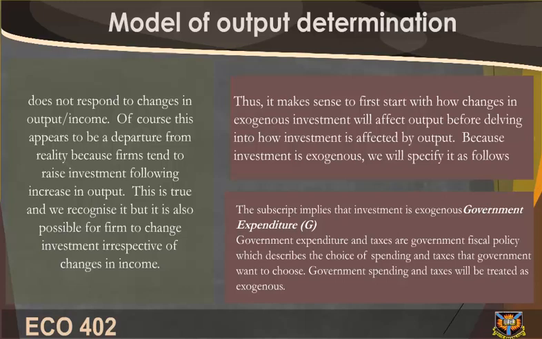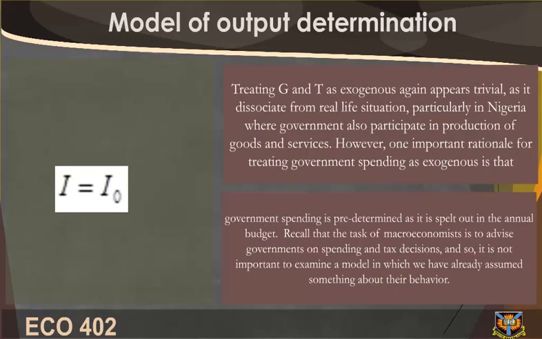Because investment is exogenous, we will specify it as follows. The subscript implies that investment is exogenous. Government expenditure G. Government expenditure and taxes are government fiscal policy, which describes the choice of spending and taxes that government want to choose. Government spending and taxes will be treated as exogenous. Treating G and T as exogenous again appears trivial, as it dissociates from real-life situation, particularly in Nigeria, where government also participates in production of goods and services.